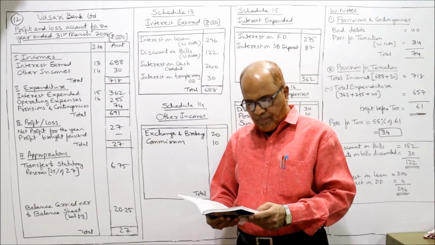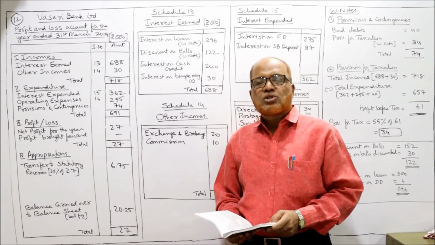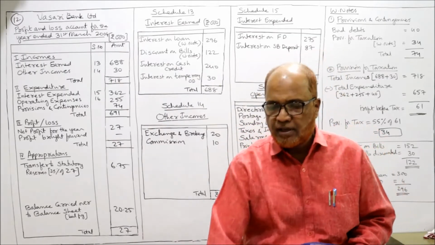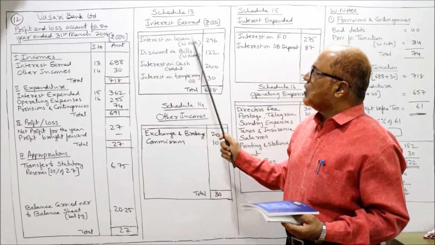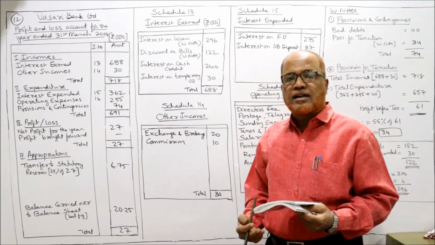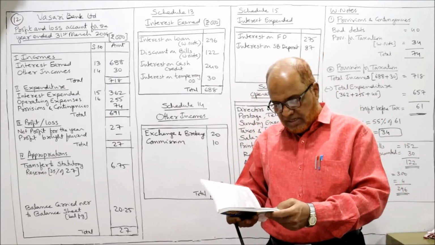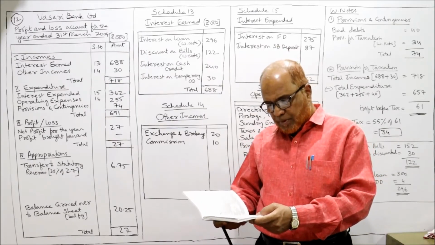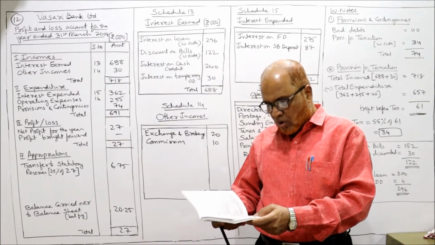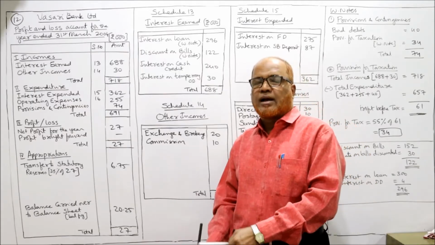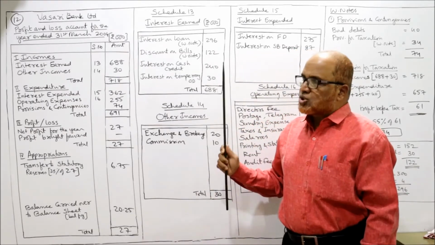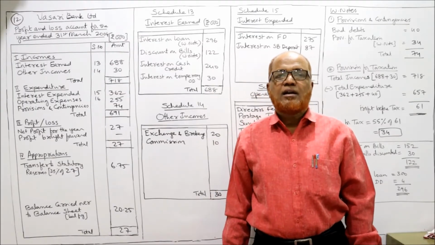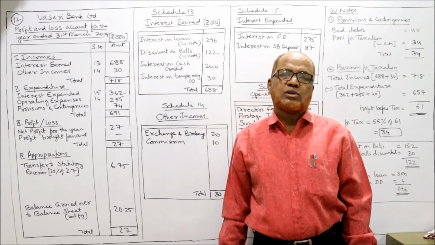Interest on loan, 300. So interest on loan will be taken in schedule number 13, interest earned. Here you can see interest on loan 296. Actually 300 is given, but one adjustment is given. See the last adjustment of the problem. Interest of rupees 4000 on doubtful debts was wrongly credited to interest on loan account. In the 300 given for interest on loan, by mistake interest on doubtful loan was included.